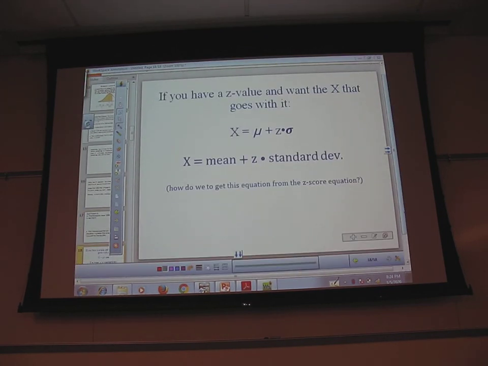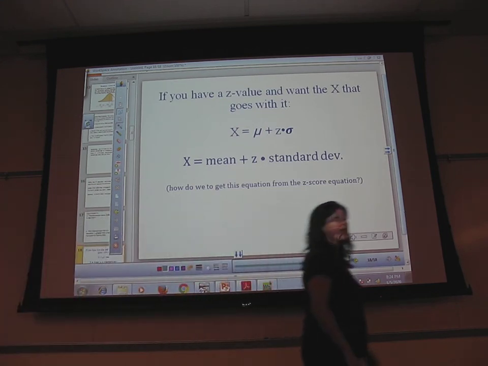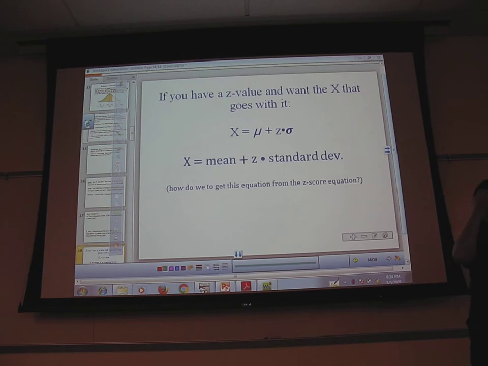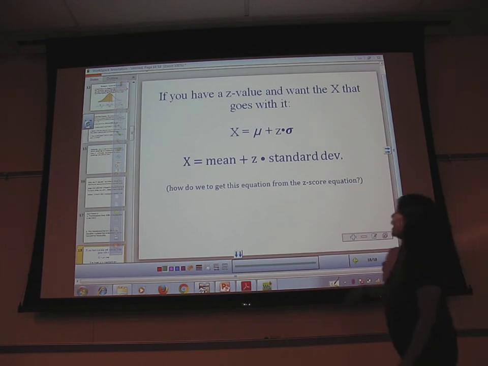All right, so now here's the deal. If you have a z value, and I want the x that goes with it, I can't just go up to my people and say, hey, we need to separate out our peaches that have a z-score of 1.6 or less. That's not useful, right? I need to say, hey, we need to separate the peaches that weigh 4.3 ounces or less. We need to convert that z-score into an actual x value. So, how do we do that?